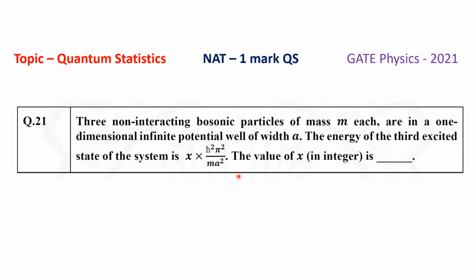In order to solve this problem, we need two important concepts. First, how are the energy levels located in a one-dimensional infinite potential well of width a? And the second thing we have to know is how three bosonic particles will be arranged in the energy levels of the one-dimensional infinite potential well to have the third excited state of this system. Now let us see the solution.